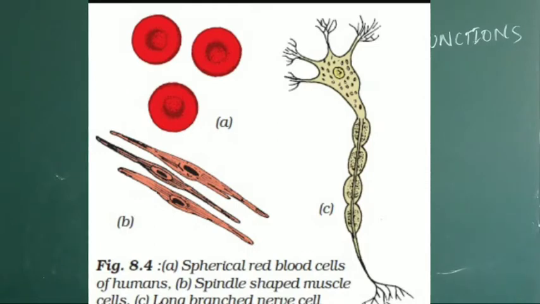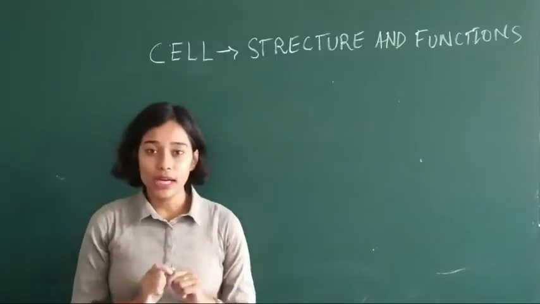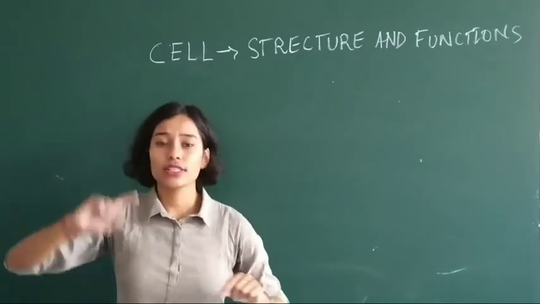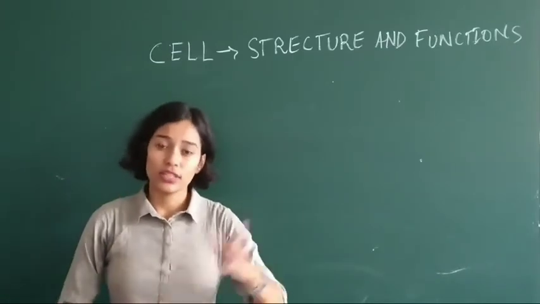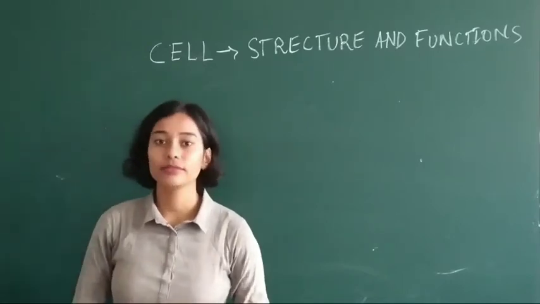Now the third one is the nerve cell. A nerve cell has what? Axon and dendron. And the function of that axon and dendron is to take the information. Suppose you get a burn in your hand. How does your brain get the signal so that you remove your hand? It is because of this nerve cell.